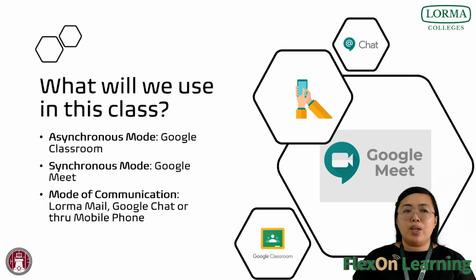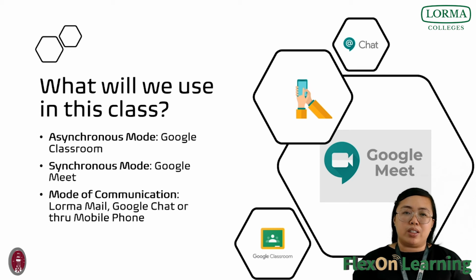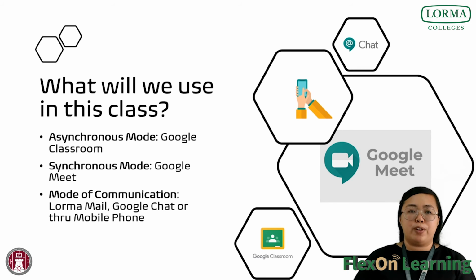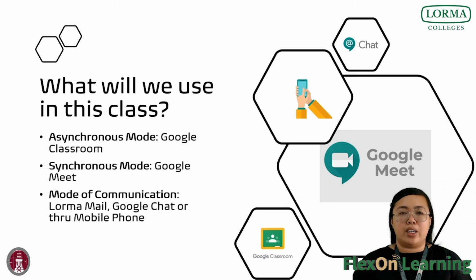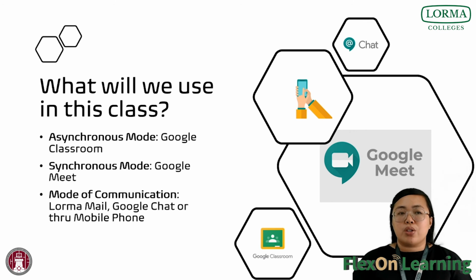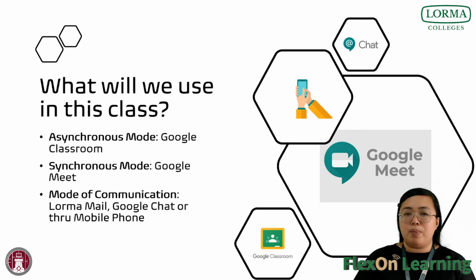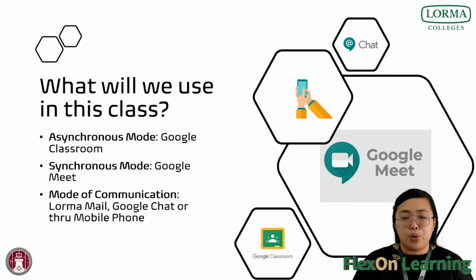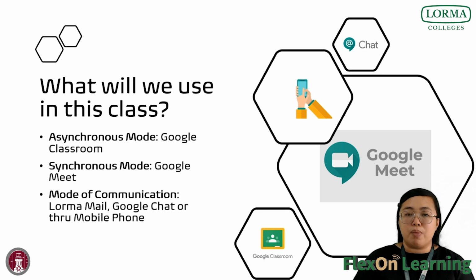So what will we use in this class? We presented to you during the orientation that all classes for first semester are in synchronous and asynchronous mode. So we are using a mix of synchronous and asynchronous modes of learning. For the asynchronous mode, we will be utilizing Google Classroom, and for that you need to have your Lorma mail. I know you already have your Lorma mail.